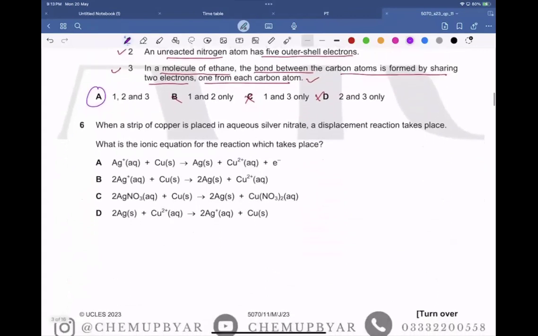Okay. Now question number 6. When a strip of copper is placed in aqueous silver nitrate, for this you have to recall the reactivity series: potassium, sodium, magnesium. Yeah, no, sorry.